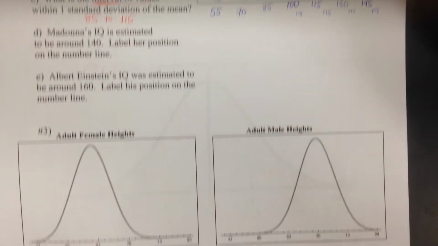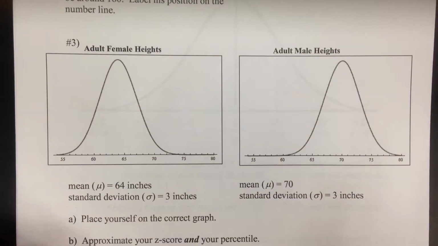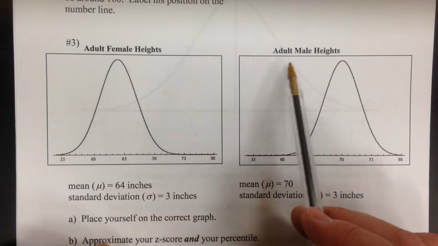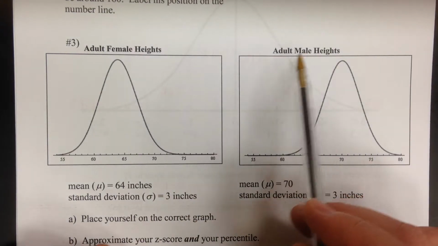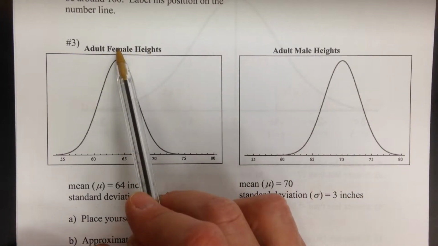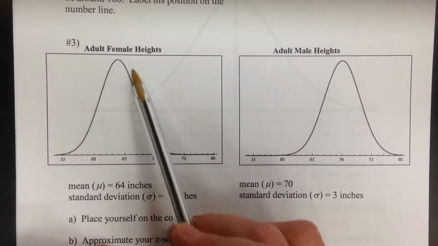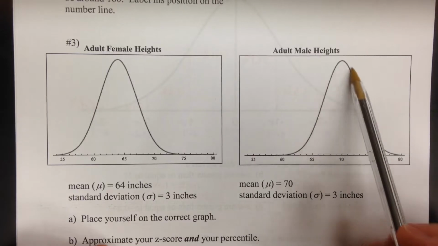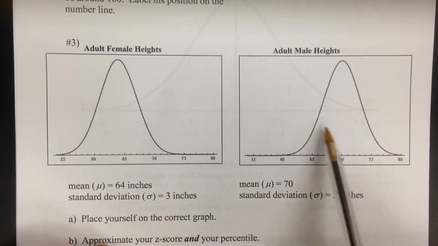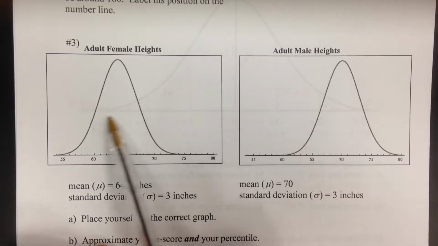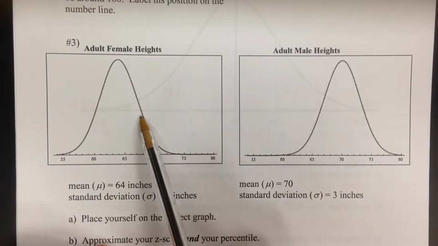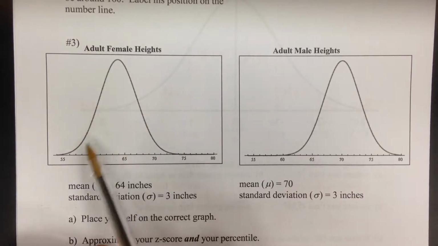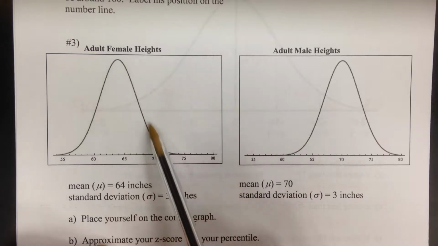Now we'll come down here to number 3. Height is normally distributed. It's a normal distribution. So if we take adult female heights, here's your curve right here. If you take adult males, you also see the same curve actually. It even looks like the same width of the curve. The only thing that's going to be different is the values where this thing is occurring.